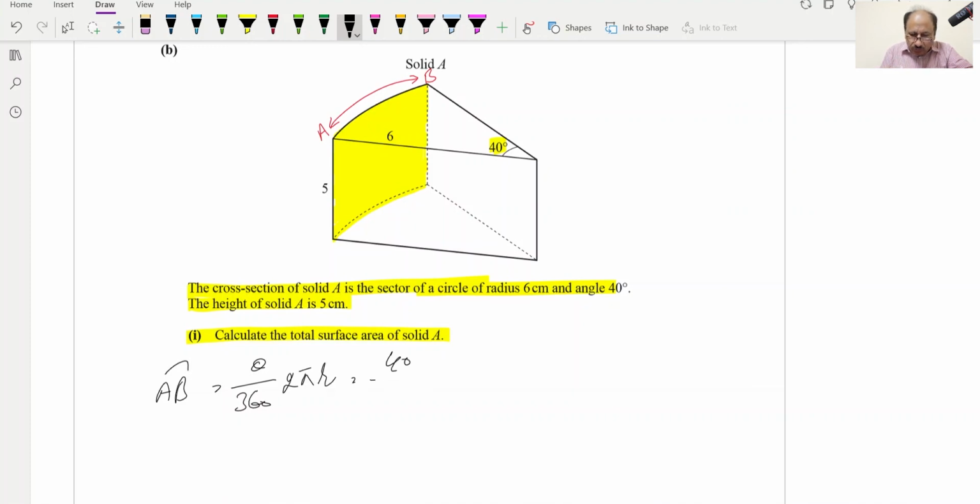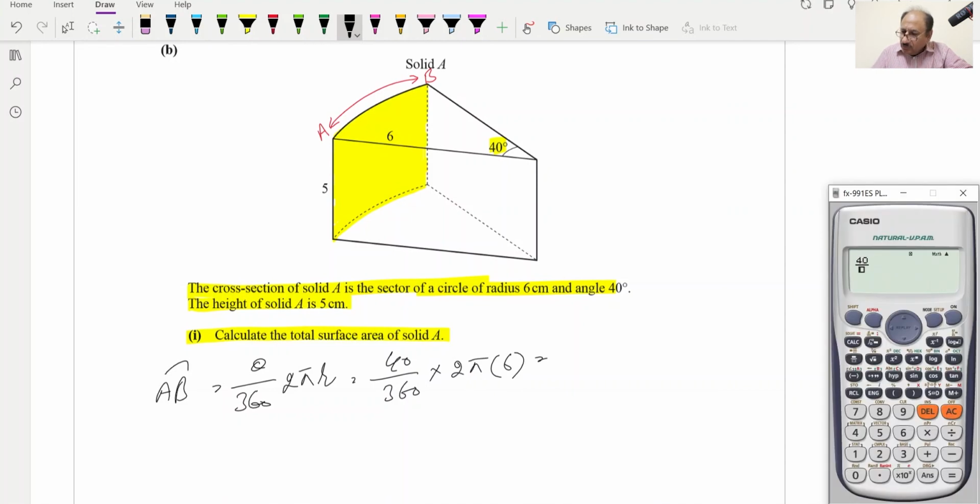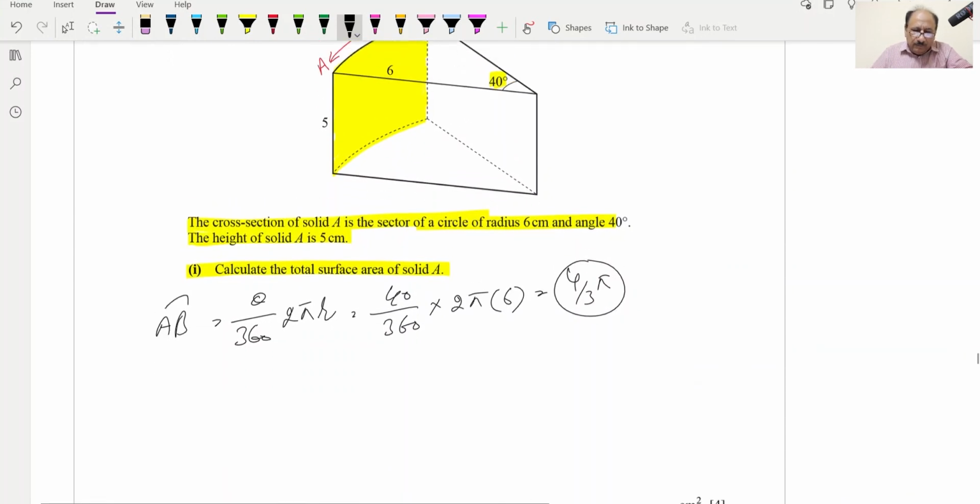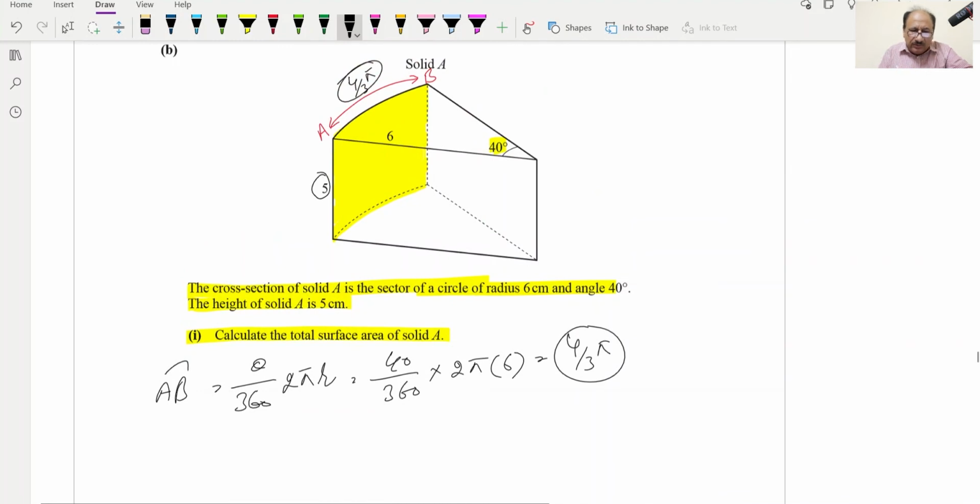So theta is 40, so 40 over 360 into 2 pi, and radius is 6. This will be 40 over 360 into 2 pi multiplied by 6, and this is equal to 4 by 3 pi. Keep in mind this is a length, 4 by 3 pi, the length which we found. If we multiply this length by this side, we will get the shaded area.